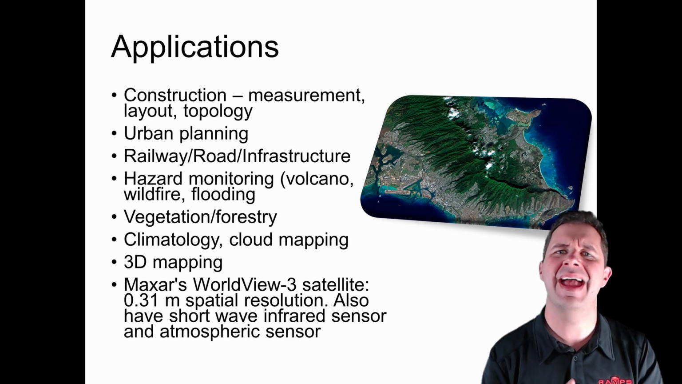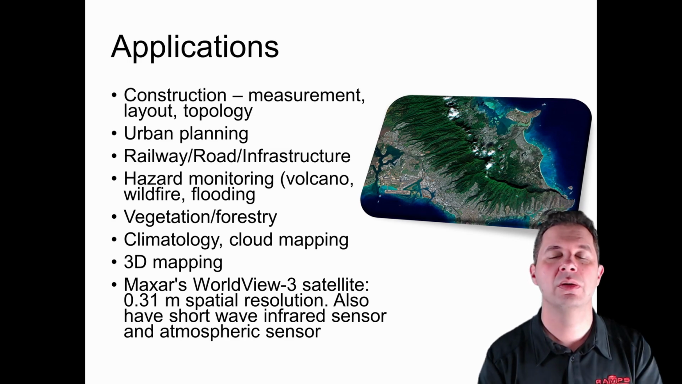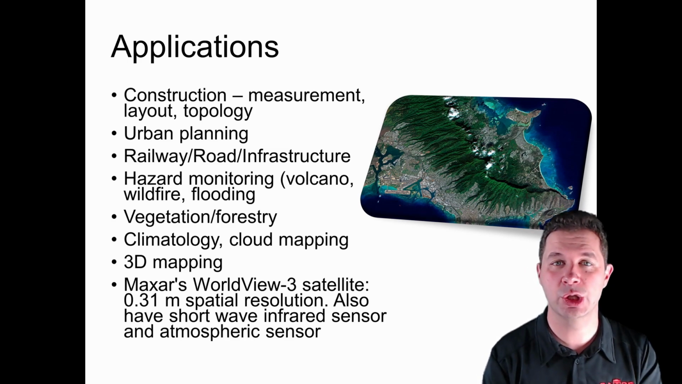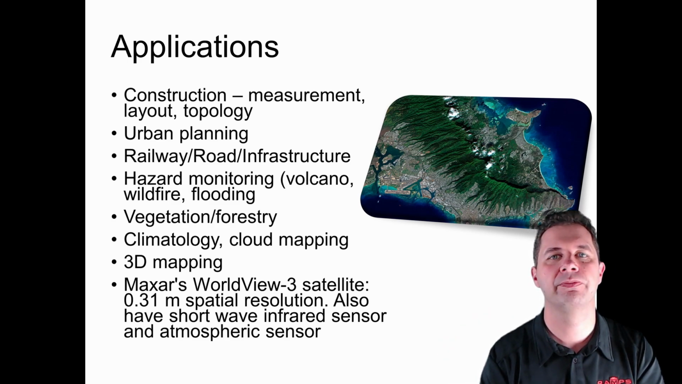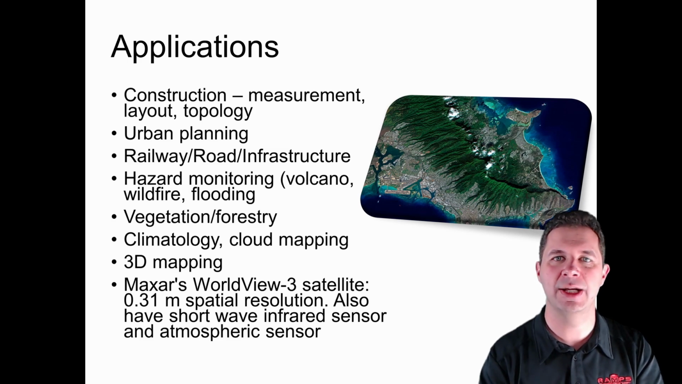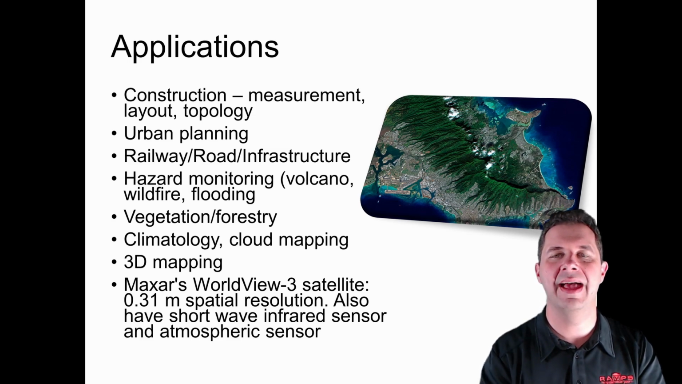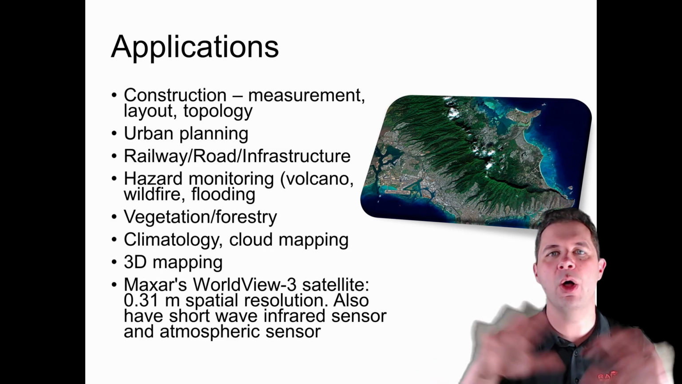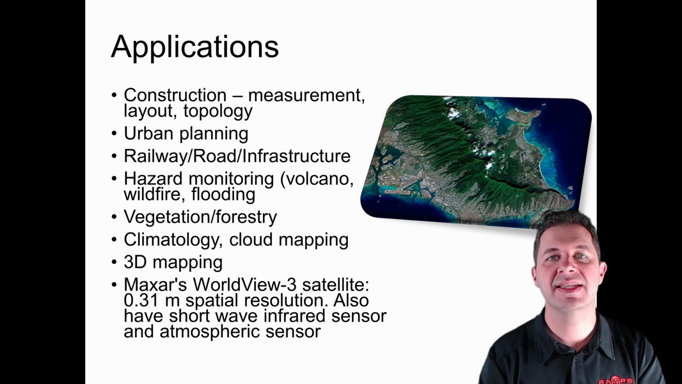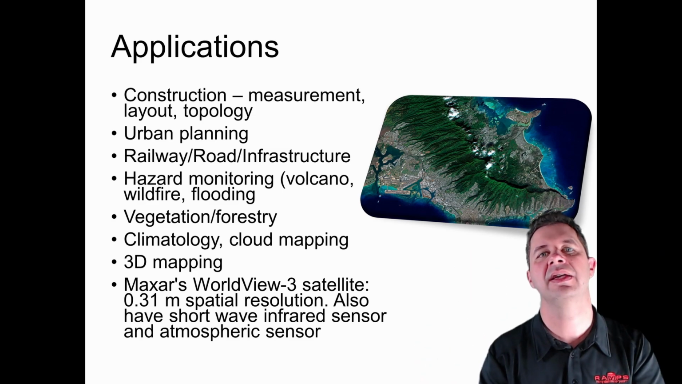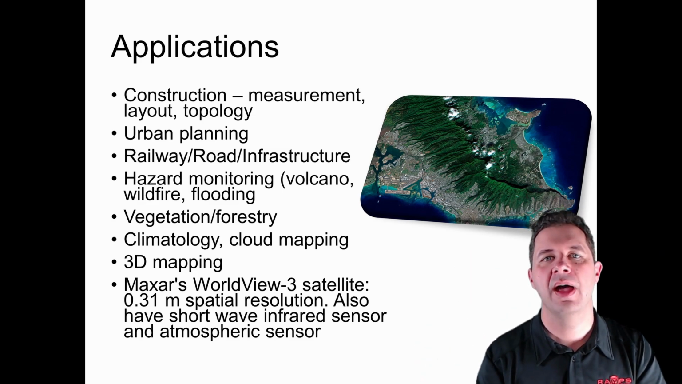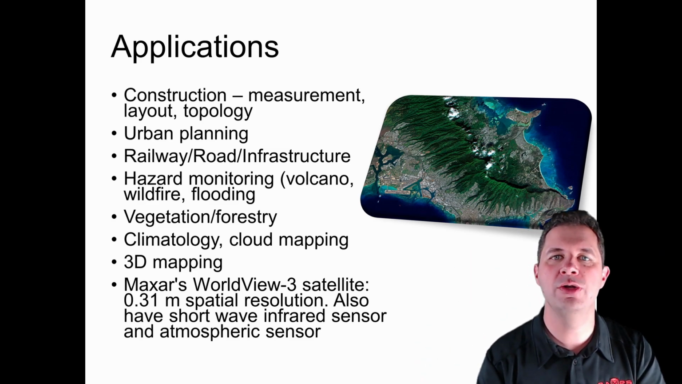Now, there's lots of different applications for satellite imagery. Looking at things in engineering, we've got things like construction, a measurement of values on a particular map, looking at construction projects as they change over time, looking at layout of construction sites, topology of construction sites. Some of these systems have LiDAR built into them, so you can look at contours and things. You've got infrastructure around roads and rail and airports, town planning applications.